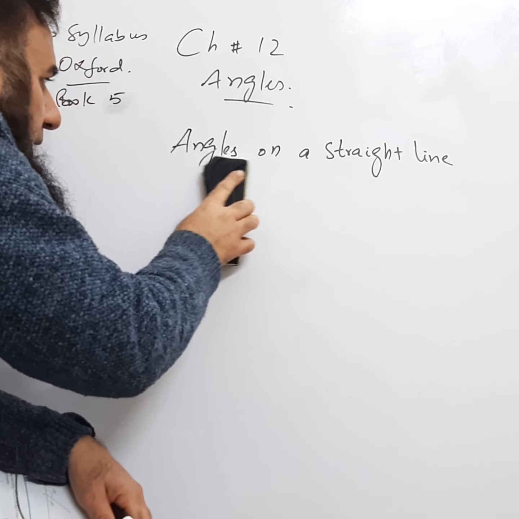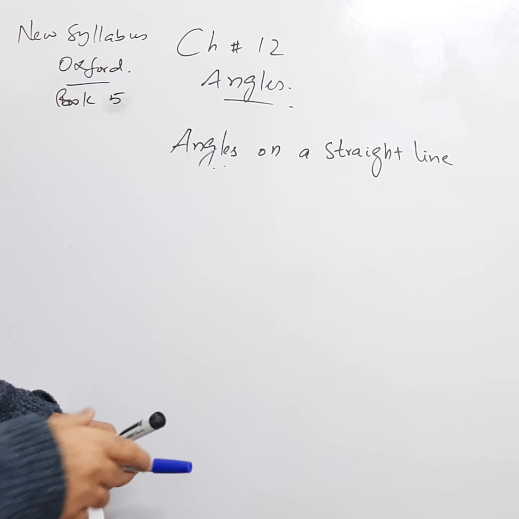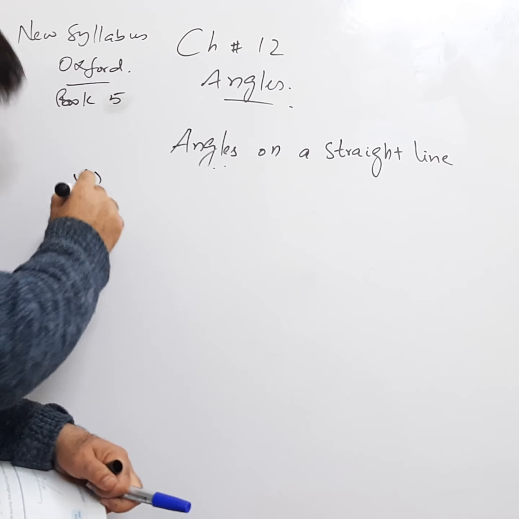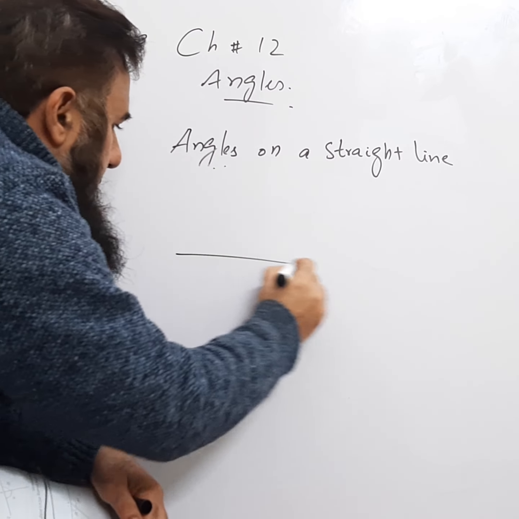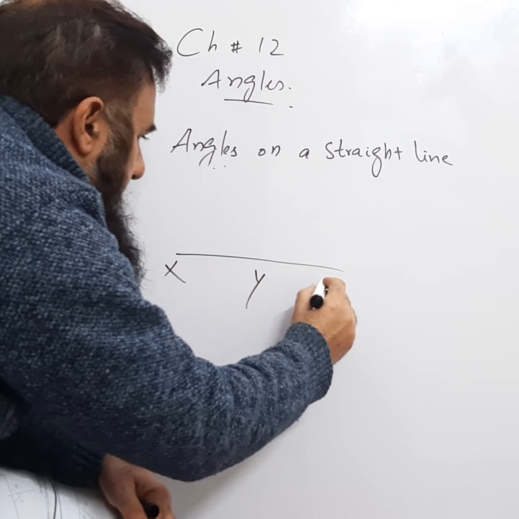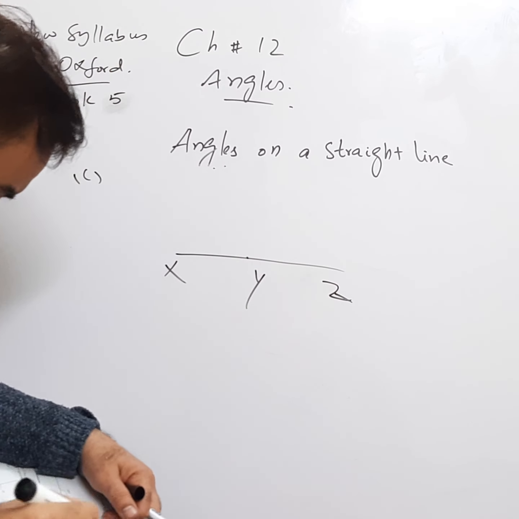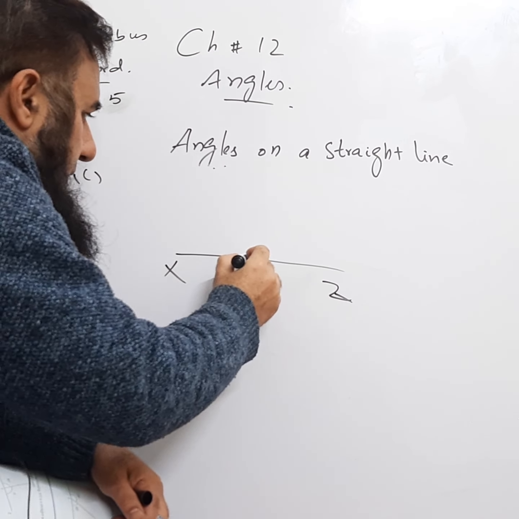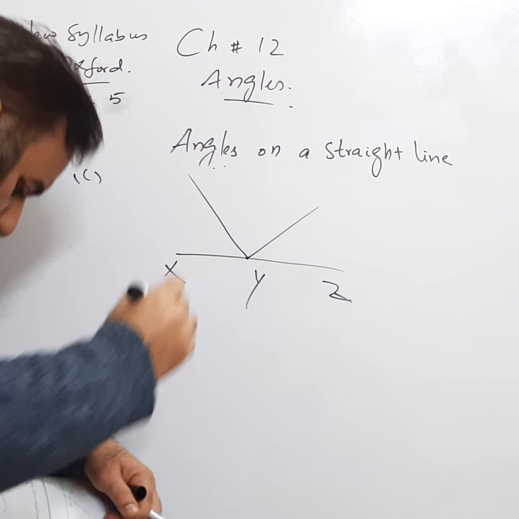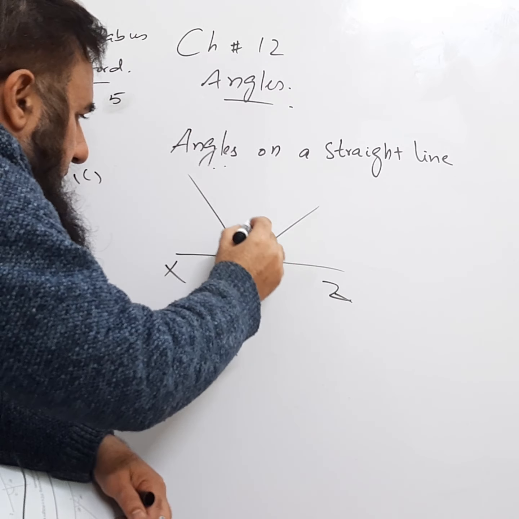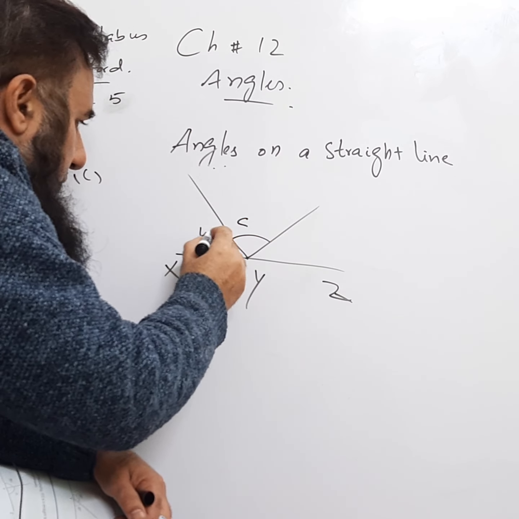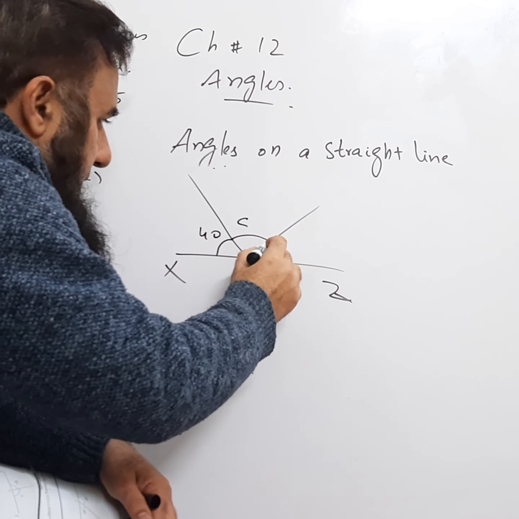Okay. Now we'll be moving towards part C. Part C says that this is the straight line X, Y, Z. This is the vertex Y. Okay. And here it is like this, and this is like this. This angle is C. This angle is 40, and this angle is 35.